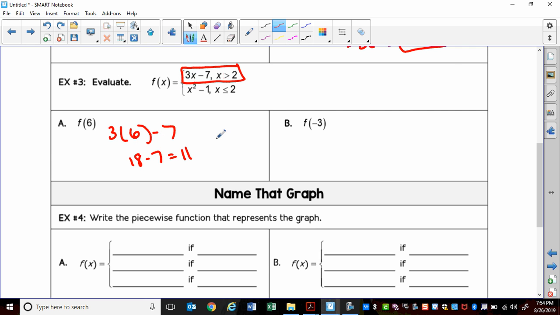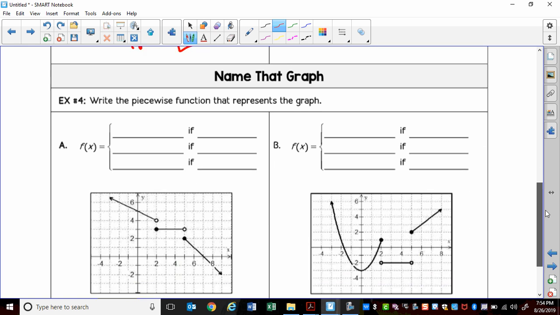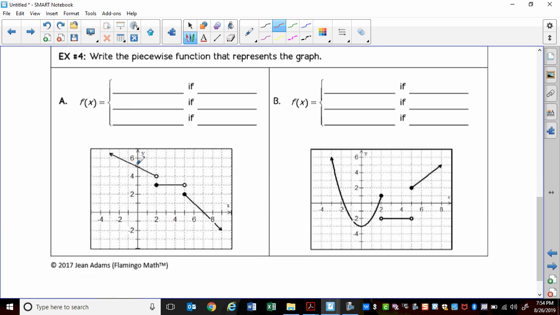I want you guys to try B. This one, it's asking you to name the graph. So what is the equation of these lines or parabola, and then tell me the domain restriction. I'm going to help you do one. Let's try this one because it looks more difficult.